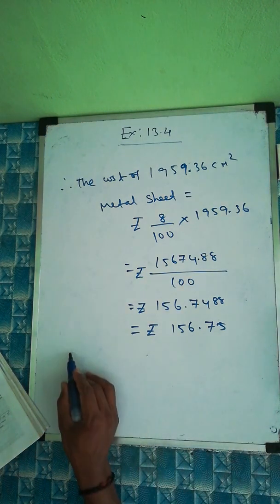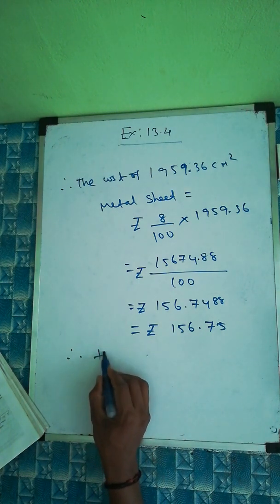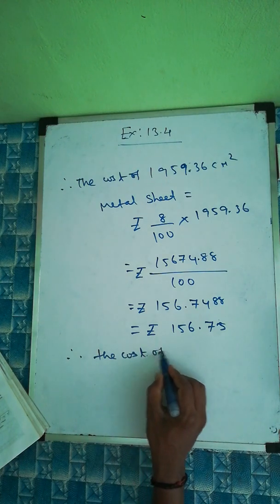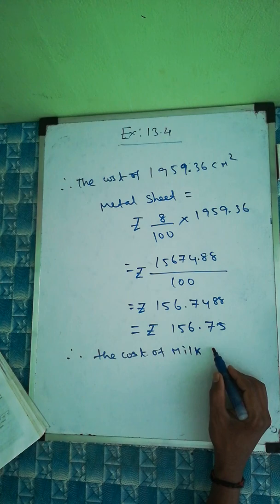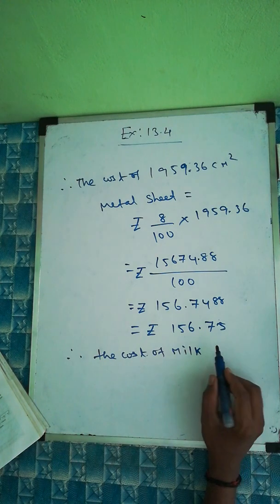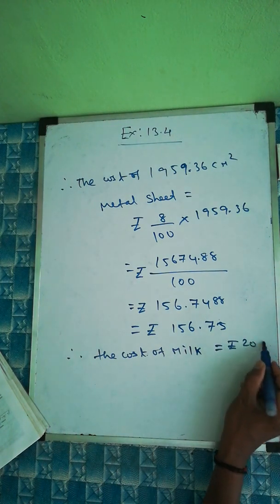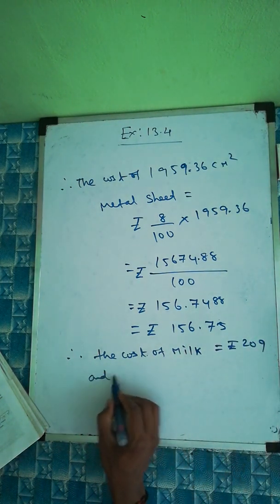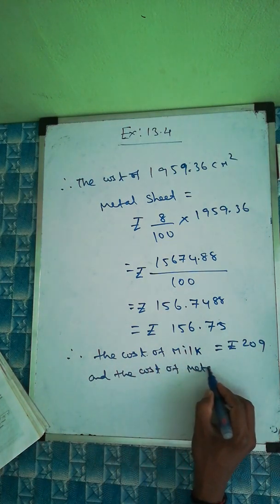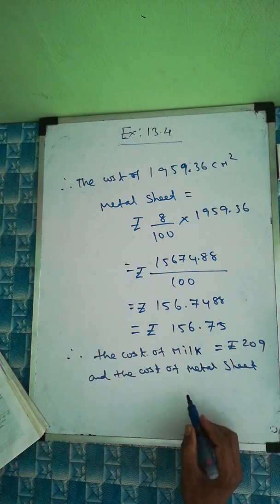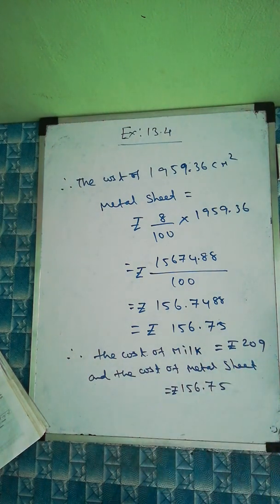Therefore we can state the two answers. The first one, the cost of milk which can completely fill the container, is rupees 209. And the cost of metal sheet we got is rupees 156.75.